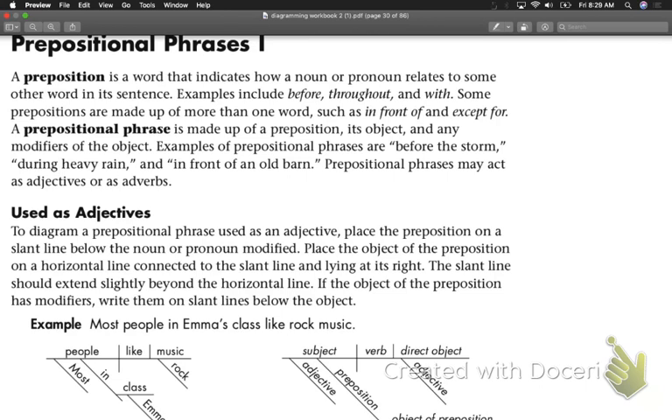Prepositional phrases may act as adjectives or adverbs. Generally speaking, they are. Okay? They're diagrammed a very specific way, just like everything else. To diagram a prepositional phrase used as an adjective, place a preposition on a slant line below the noun or pronoun that is modified. Place the object of the preposition on a horizontal line connected to a slanted line and lying at its right. The slant line should extend just slightly beyond the horizontal line. If the object of the preposition has any modifiers, write them on the slant lines below the object.